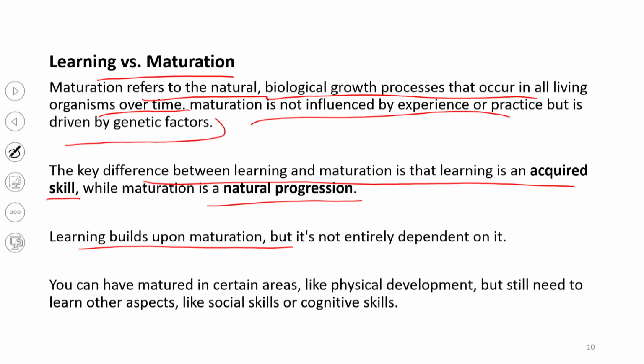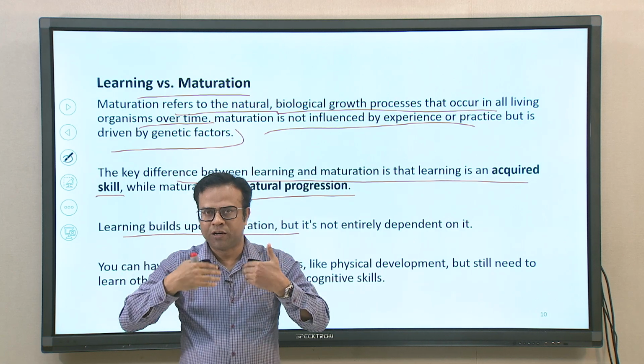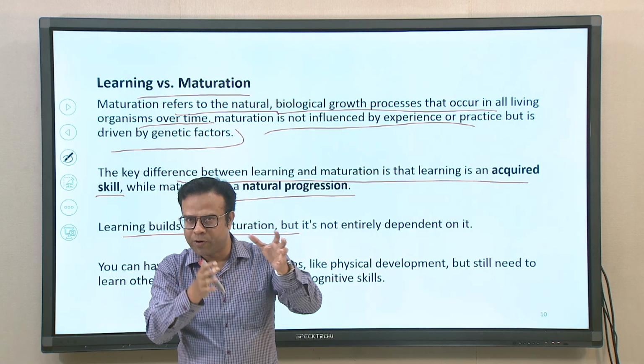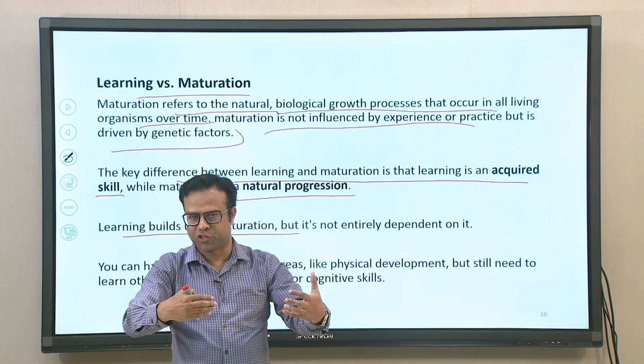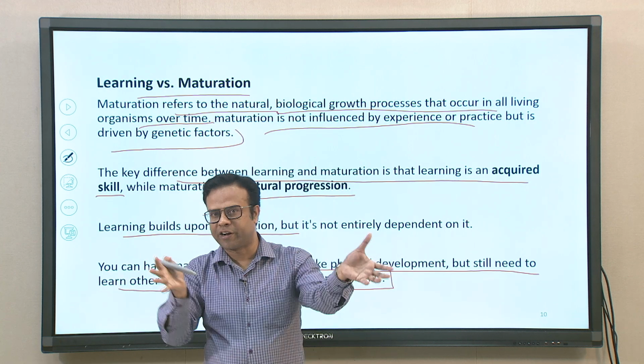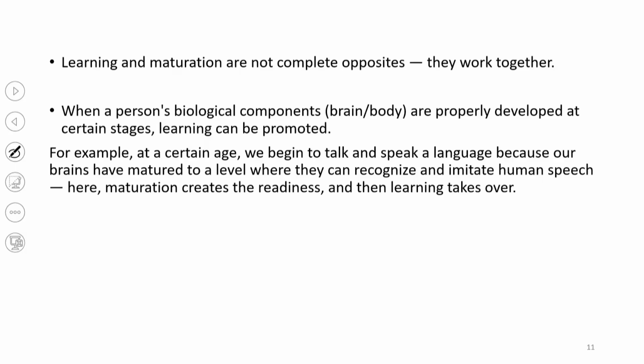For example, a child cannot learn to talk before a certain age, because only once that maturation process happens in the brain and vocal cords can they learn to speak. A lot of learning can happen only when it is supported by the maturation process. You can be matured in certain areas like physical development, but still need to learn other aspects like social skills and cognitive skills. Maturation provides a certain foundation, but then you have to learn a lot of things. Most of the time there is an interaction between learning and maturation. Learning and maturation are not opposites, they work together, as I already said.